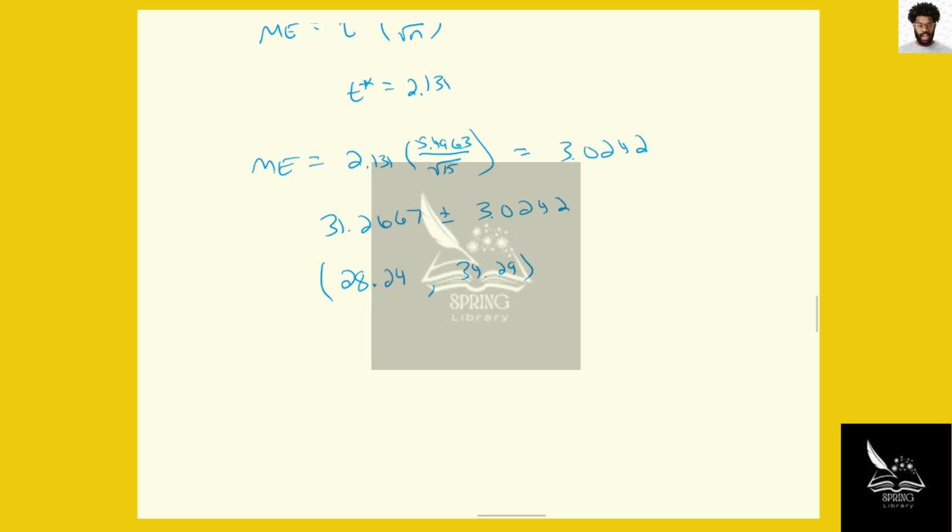34.29. The interpretation would be we're 95% confident that the true mean gas mileage for 2010 vehicles lies between 28.24 and 34.29 miles per gallon, which would match your choice A.